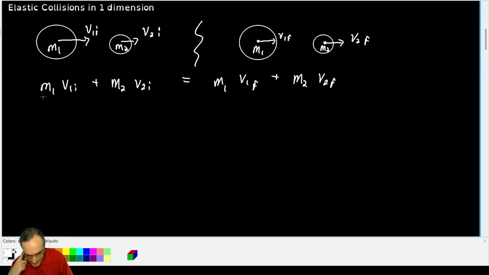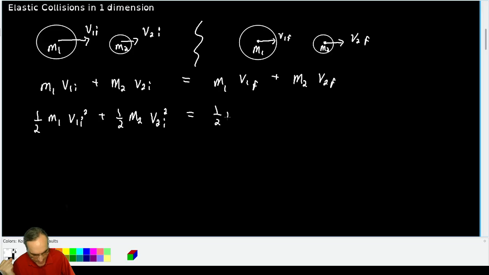We can also say something about the kinetic energy because it's conserved. So we can say 1/2 m1 v1 initial squared plus 1/2 mass 2 v2 initial squared is equal to 1/2 mass 1 v1 final squared plus 1/2 mass 2 v2 final squared.